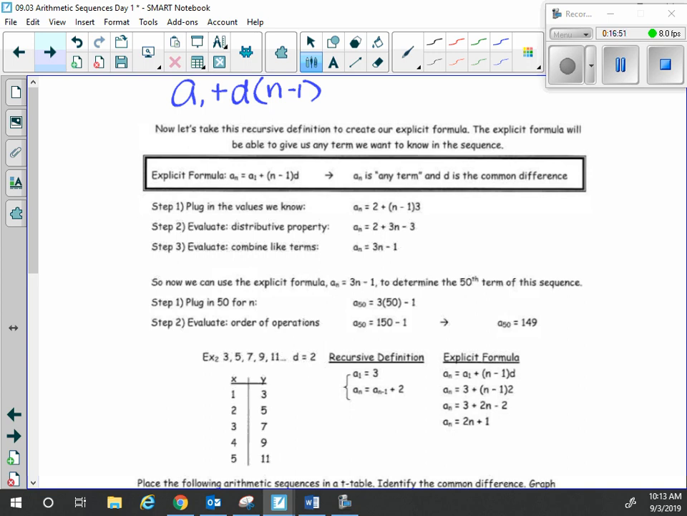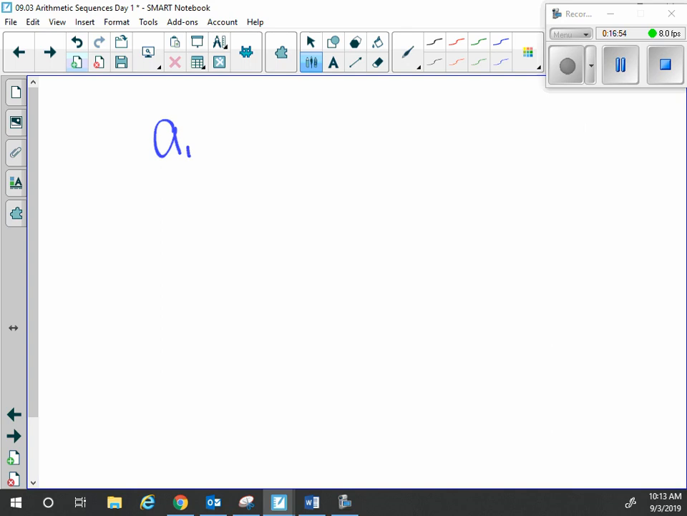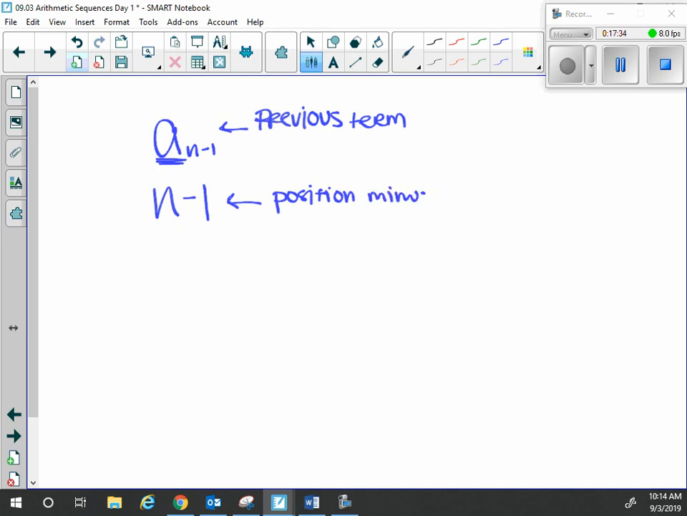Now, a quick discussion about the difference between this and this. Alright, what's different? A is gone. This is saying the previous term. Because anytime you have like f of n or a of n, this is talking about a term. That denotes that it's a term. But this is just the position minus 1. Right? It's not the term itself, it's the position minus 1.